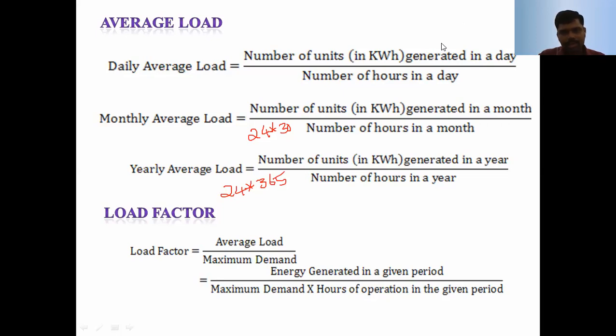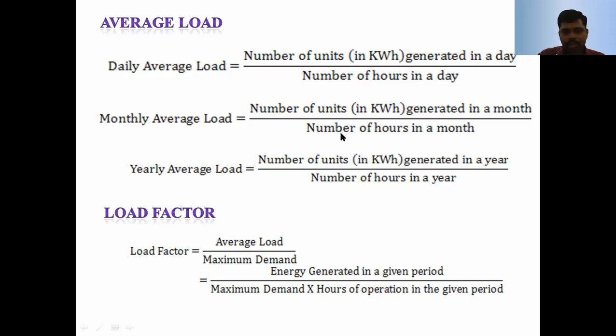The average load is defined as the ratio of the number of units generated in a given period with respect to the number of hours in a given period. We can consider it for the daily average load, monthly average load, and then annual average load. For daily average load, hours in a day is 24 hours into per day, that is into 1.